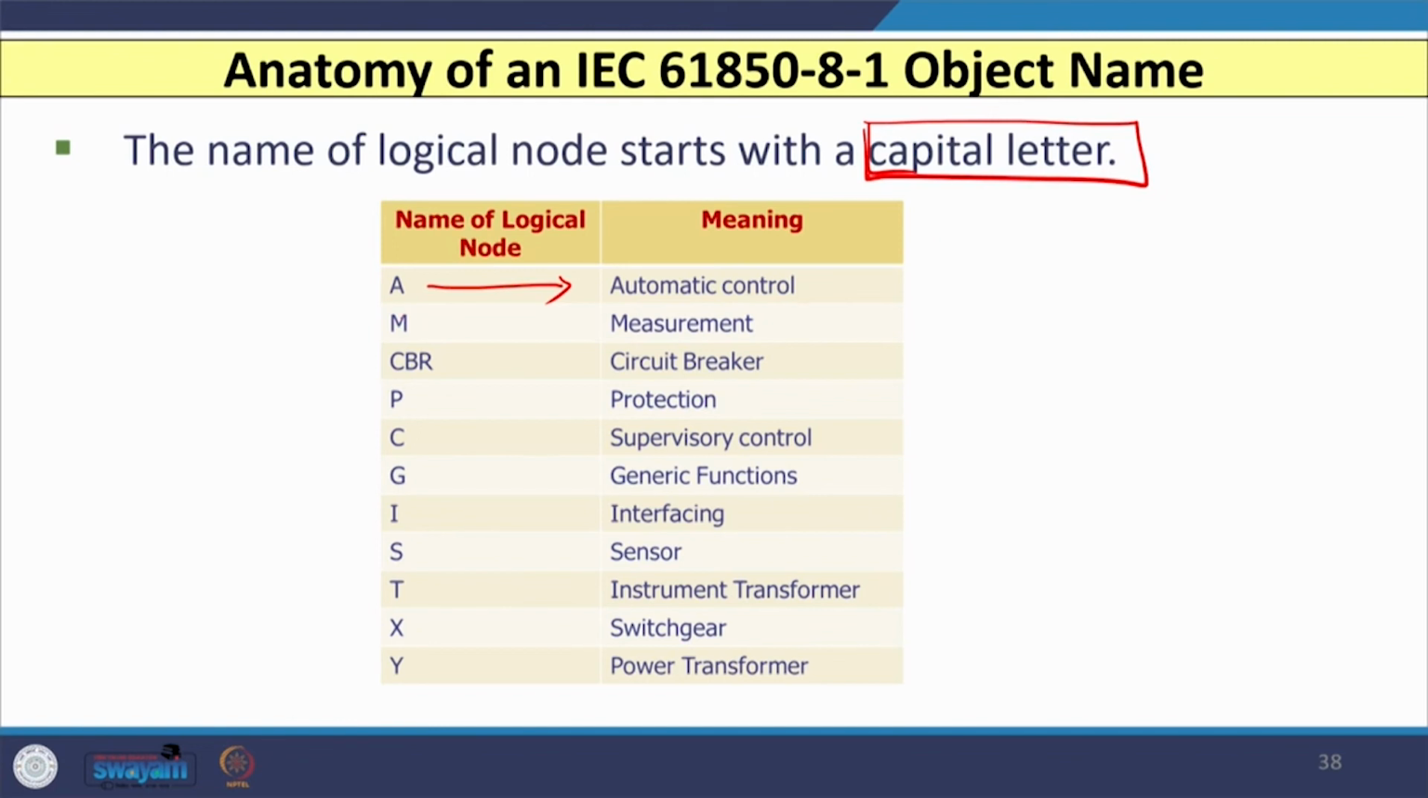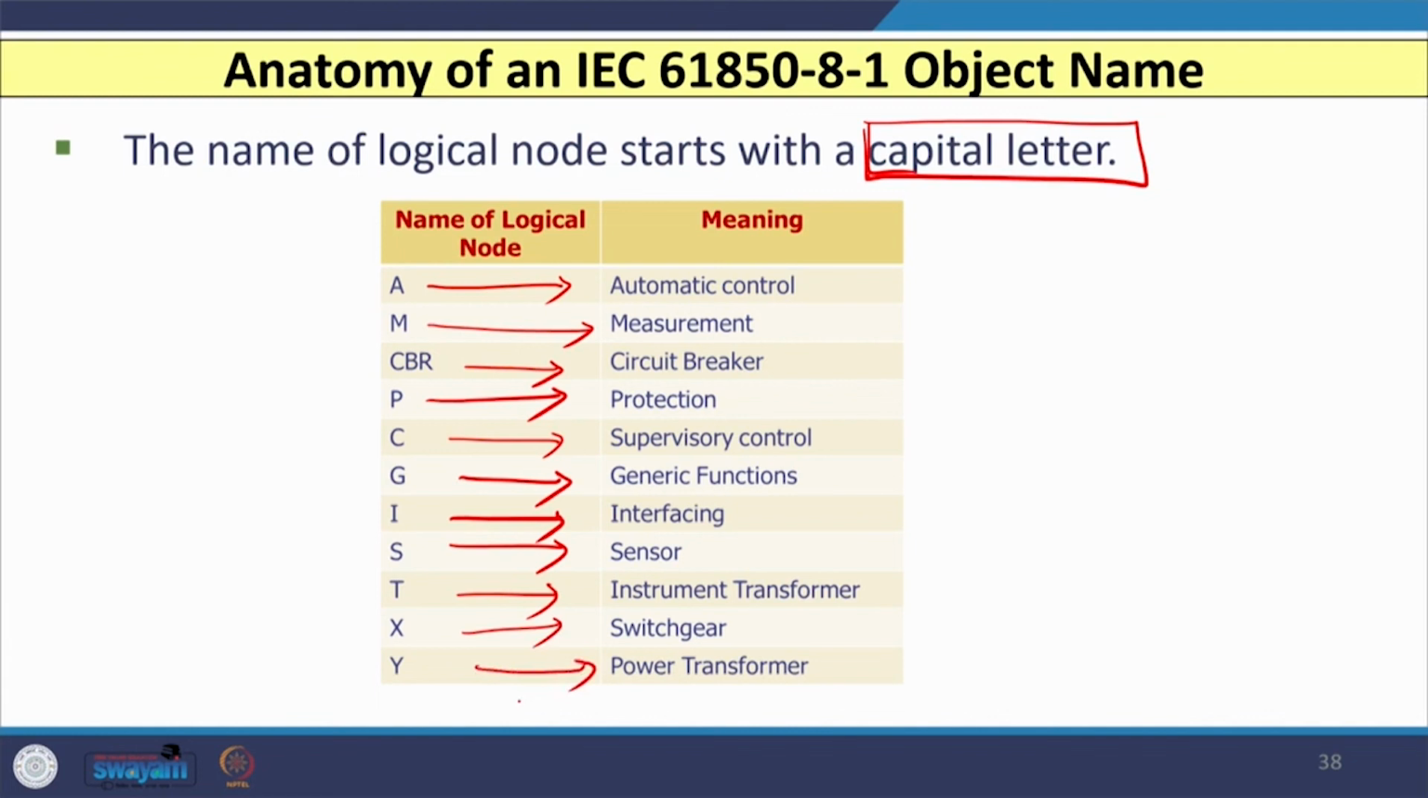If I give M as a name to the logical node, then it is meant for measurement purposes. The CBR name of the logical node is meant for circuit breaker. P, the name given to a logical node, is meant for protection purposes. Similarly, C is for supervisory control, G is for generic functions, I is for interfacing, S for sensor, T for instrument transformer, X for switchgear, and Y is for power transformer.